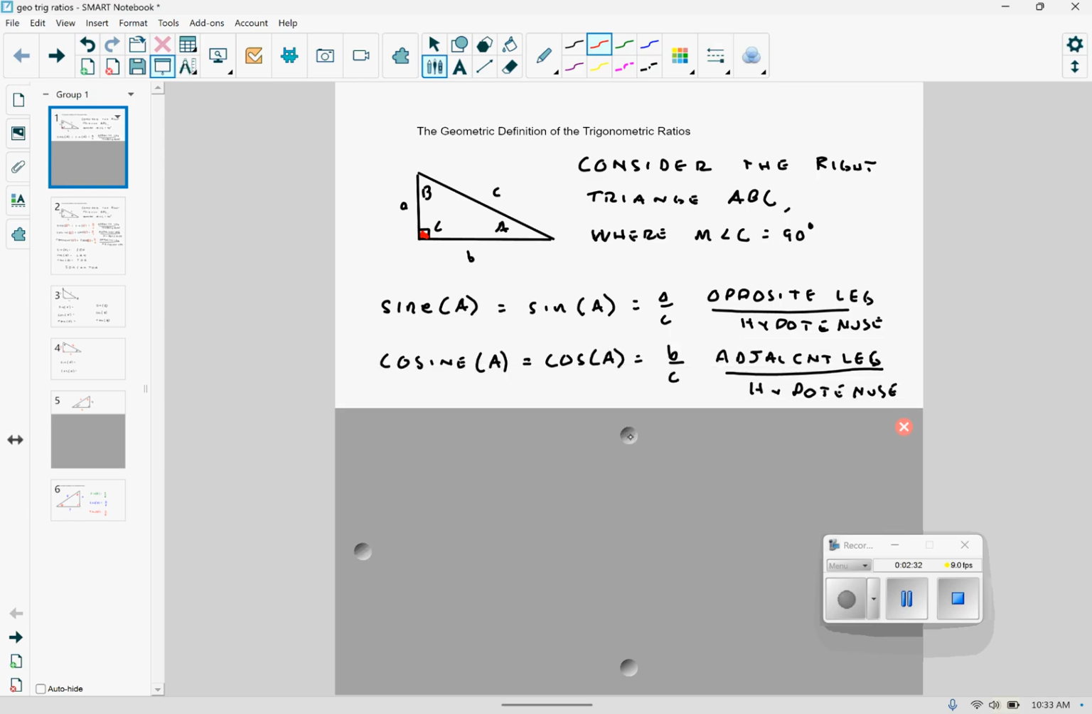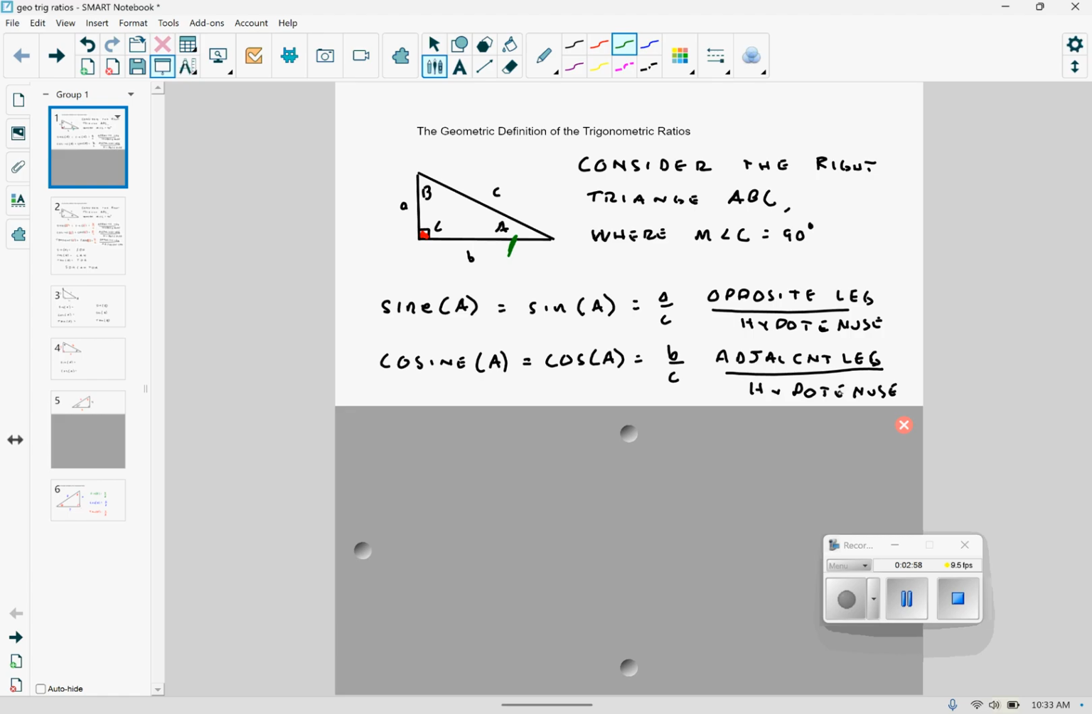And this cosine of A, abbreviated COS of A, is simply going to be the adjacent leg, the leg here next to A. This leg is adjacent to the angle A, divided by the hypotenuse. So the cosine of A is the adjacent leg divided by the hypotenuse.